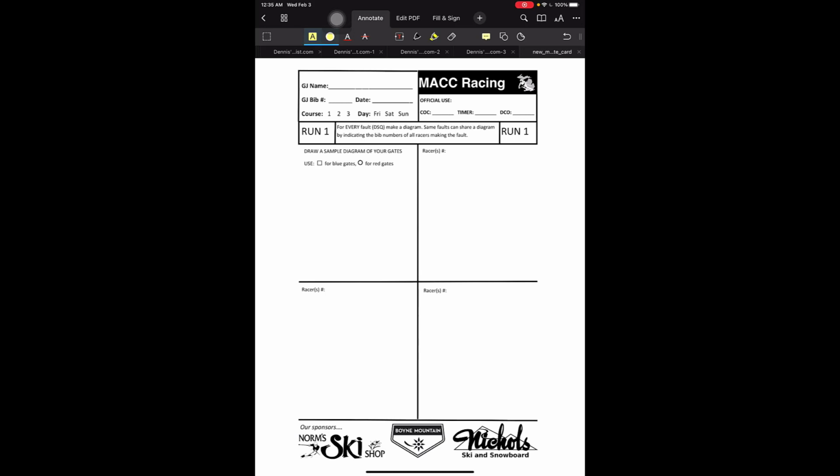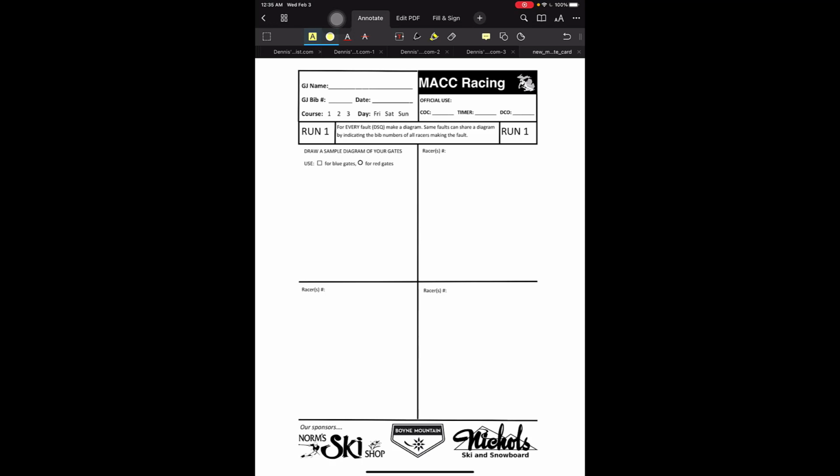Hello fellow MACC racers. The purpose of this little video is to show everyone how to properly use the new MACC gate card. If you have been a gate judge before, you know that the new gate card is very different. The new MACC gate card relies solely on diagrams to document the race. This changes how you, the gate judge, document the race. So let's take a look at the card and how to use it.